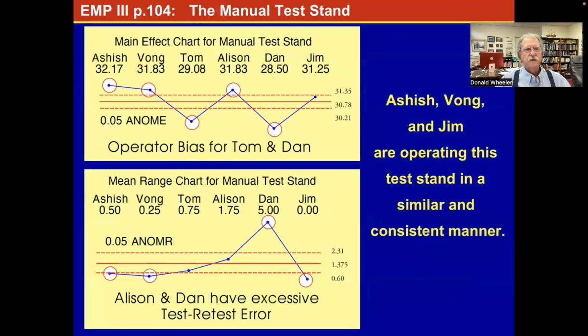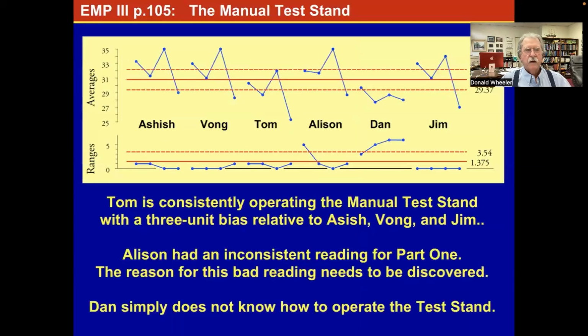Main effect chart for manual test stand shows operator bias for Tom and Dan. Mean range chart for manual test stand shows Allison and Dan have excessive test-retest error. So Ashish, Vaughn, and Jim are operating this test stand in a similar and consistent manner. Tom is consistently operating the manual test stand with a 3-unit bias relative to Ashish, Vaughn, and Jim.